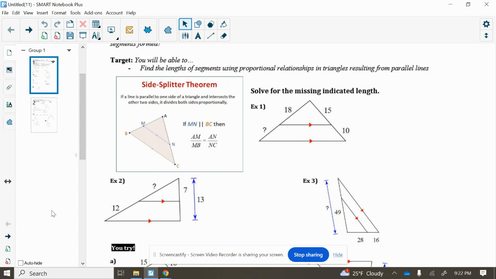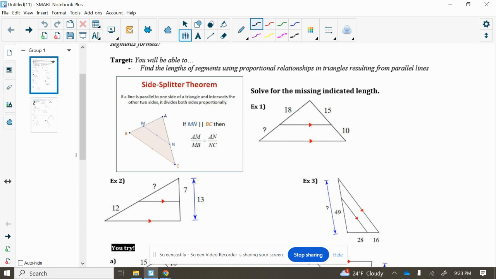So with the side splitter theorem, we talked a little bit about this before, but you are taking two parallel sides and it's dividing up our triangles proportionally. So that in this example here, AM is to MB is the same proportion as AN is to NC. So you will see this when you have these parallel marked segments on our diagram.